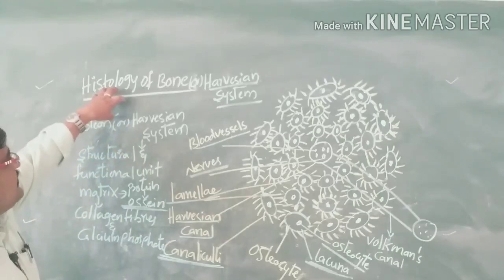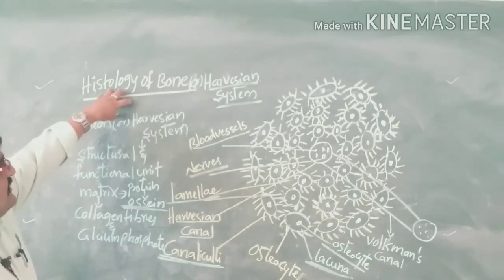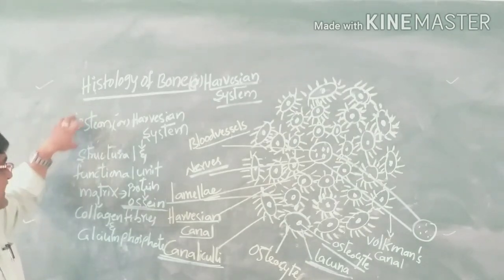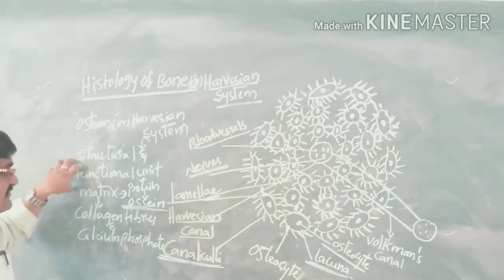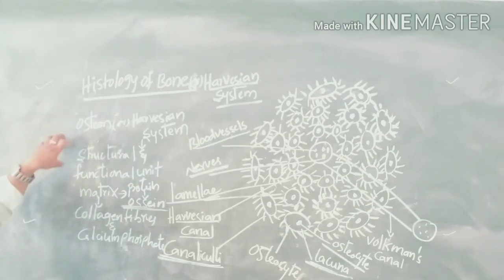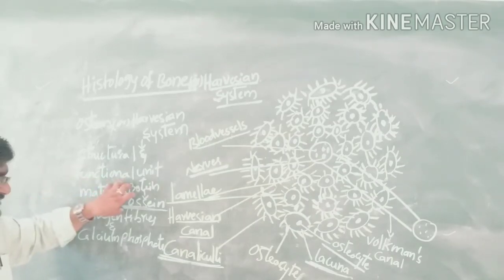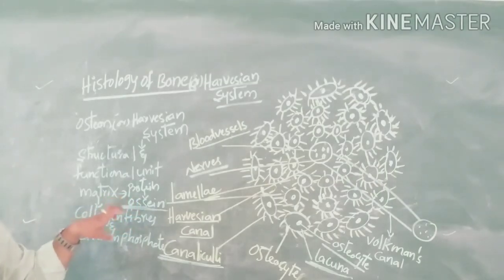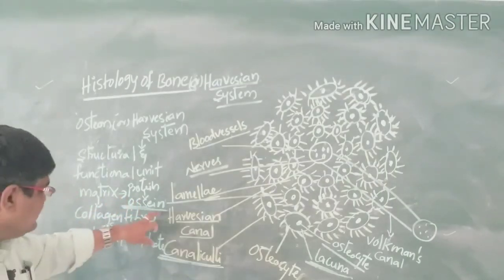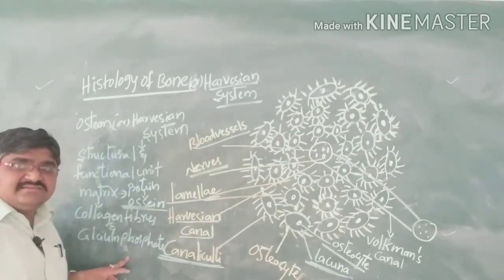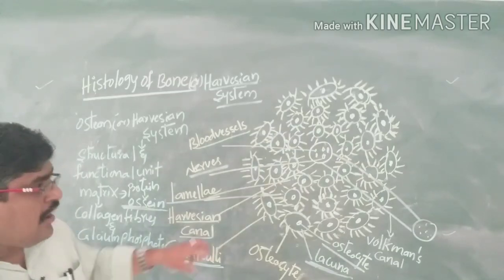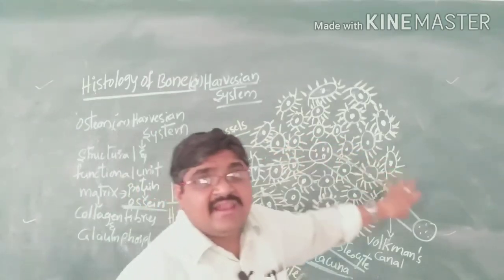In bone, the main structure is the Haversian system, or otherwise the osteon. Osteons are the structural and functional units of bone. The matrix is composed of a protein called ossein. This ossein consists of collagen fibers, and calcium phosphates are present. Also, one Haversian system is connected with another Haversian system.